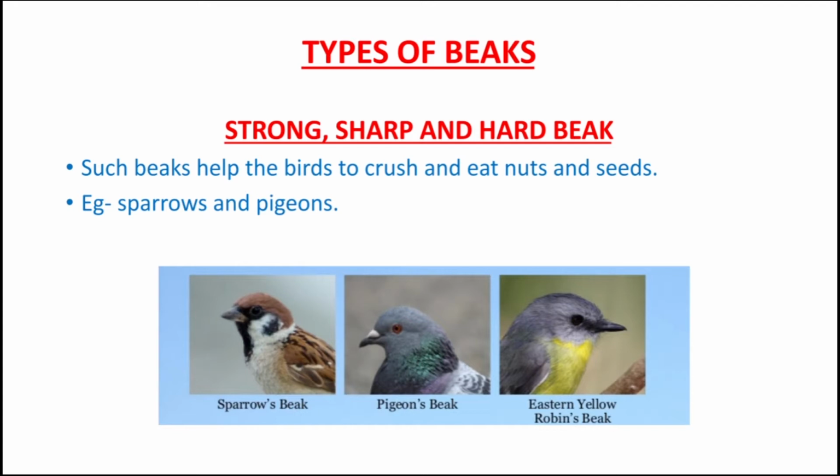First of all, we'll learn about strong, sharp and hard beak. Such beaks help the birds to crush and eat nuts and seeds. For example, sparrows and pigeons have strong, sharp and hard beak.